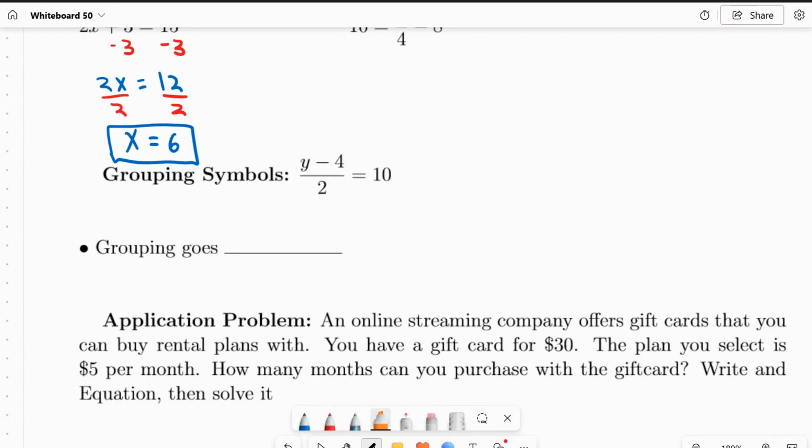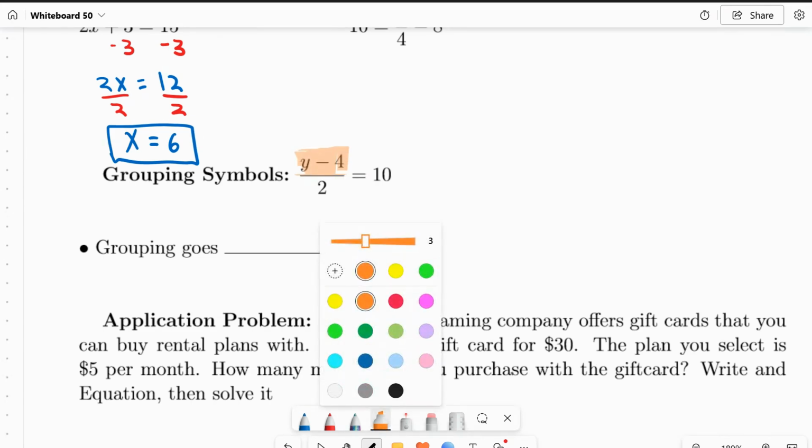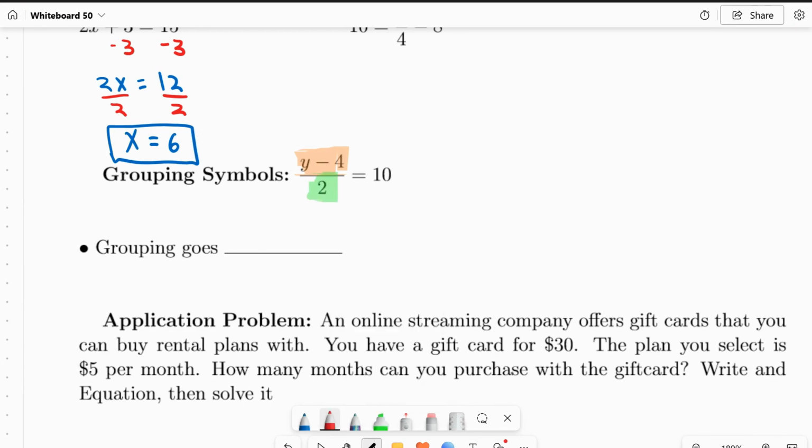So for grouping, when you have a fraction, you are going to simplify your numerator and denominator separately. So for this fraction in particular, we have our variable in our numerator. So let's undo our denominator. So right now, I have y minus 4 all divided by 2 equals 10. So since y minus 4 is being divided by 2, my inverse operation is going to be to multiply by 2. Remember, what you do to one side, you must do to the other.